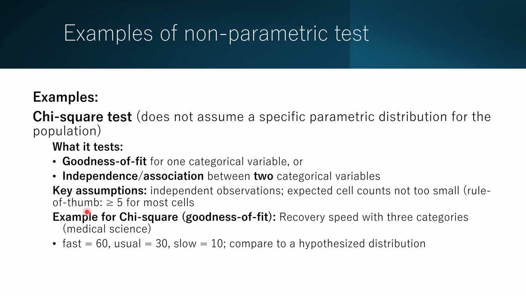And the second one is independence: independence between two categorical variables in a contingency table. Assumptions: independent observations, and expected cell counts should not be too small. Rule of thumb is over 5 for most cells. And report the chi-square statistic, degrees of freedom, and p-value. That is the chi-square test, a brief explanation. This is one representative method of non-parametric tests.